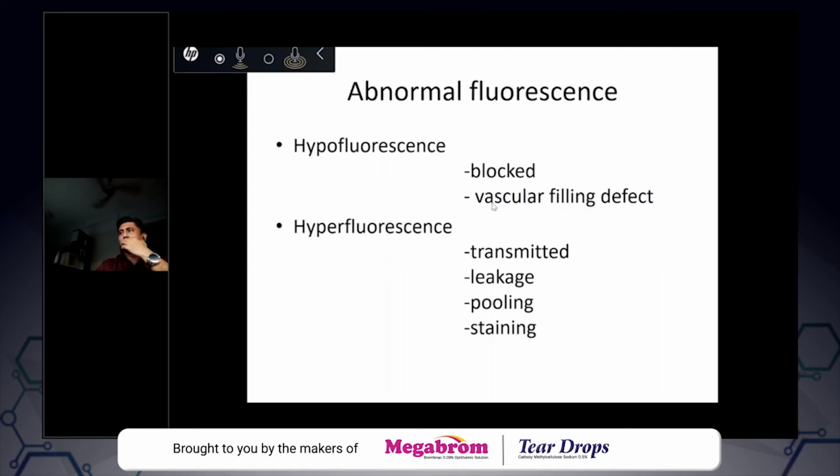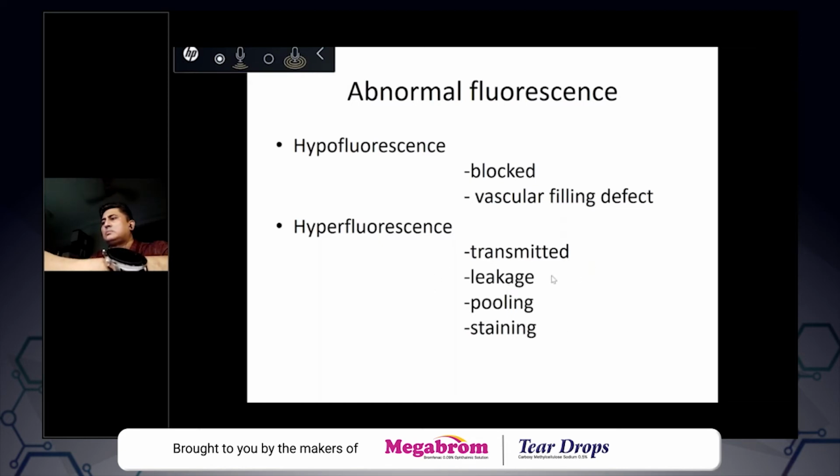So to understand this angiogram, when somebody talks about an angiogram, they will be talking about hypofluorescence and hyperfluorescence. Okay. So if you know these terms, you can interpret any angiogram. I will be showing you angiograms which are just being shown in an exam. So hypofluorescence may be blocked fluorescence or a filling defect. Hyperfluorescence may be a transmitted fluorescence, a leakage, pooling, or staining.